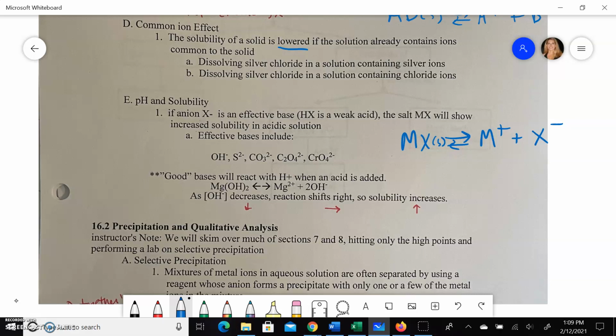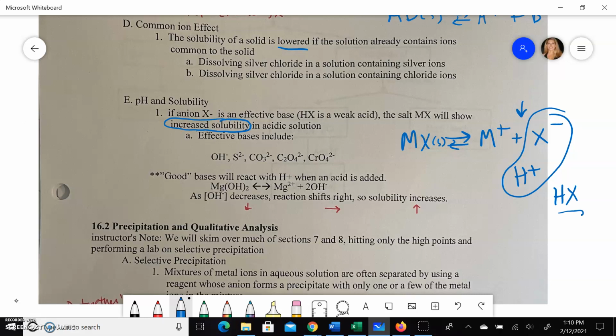And so what happens is that if you add an acid to the solution, these two will stick together to make HX, that weak acid. And so what you're really doing is decreasing the amount of X- in the solution. Taking out some X-, because it's no longer X-, now it's HX, is going to shift the reaction to the right. Remember, if you decrease the products, it will shift to the right, which will increase the solubility. And that's what that's saying right there.